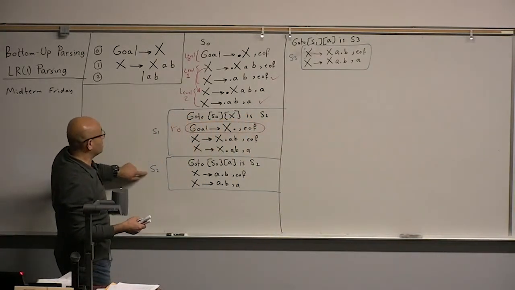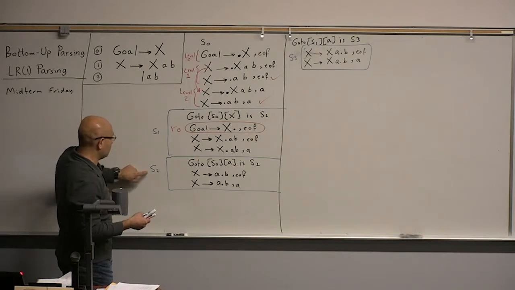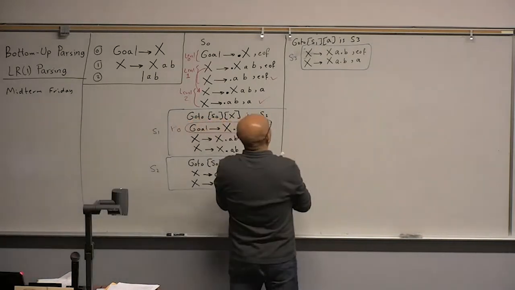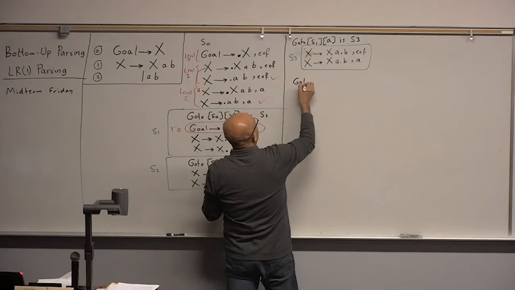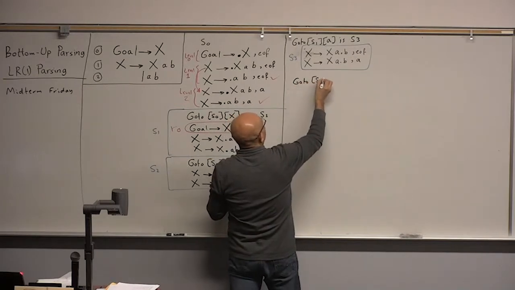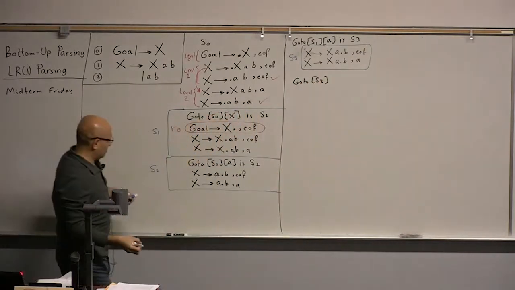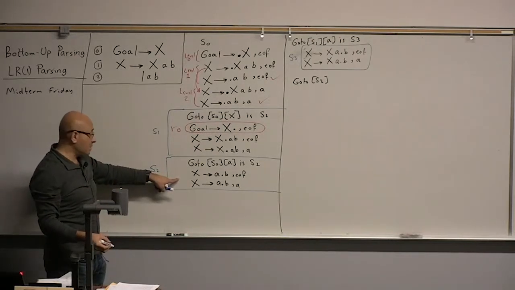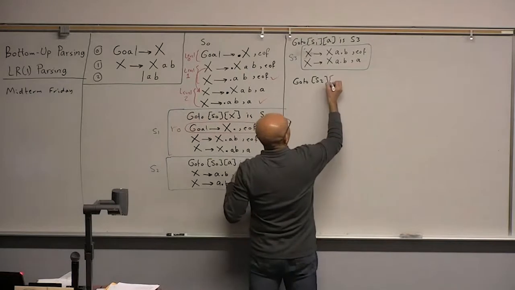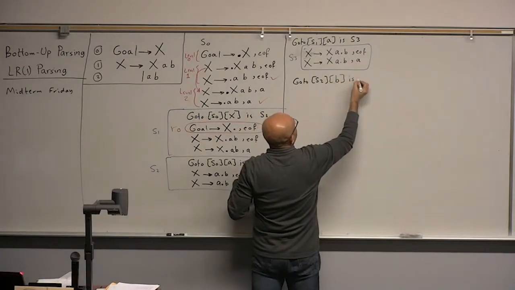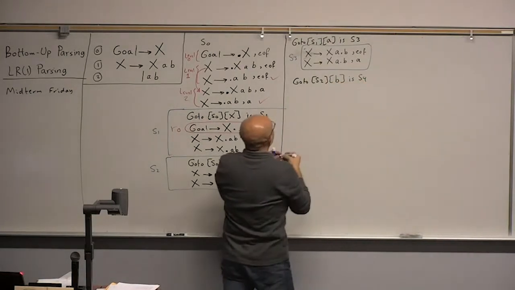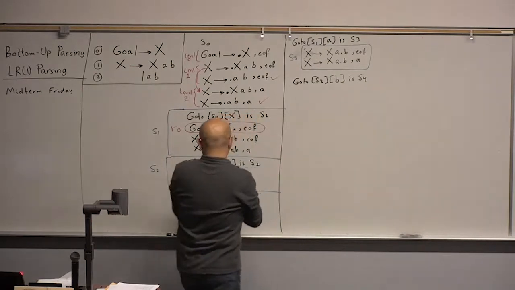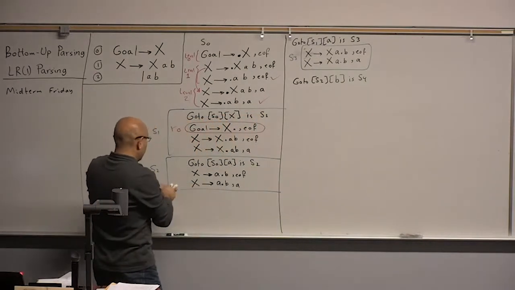So now we look at transitions out of S2. So go to S2 and what are the transitions out of S2 on which variable? B. S2 and B is going to be S4. And S4, you just advance the placeholder.